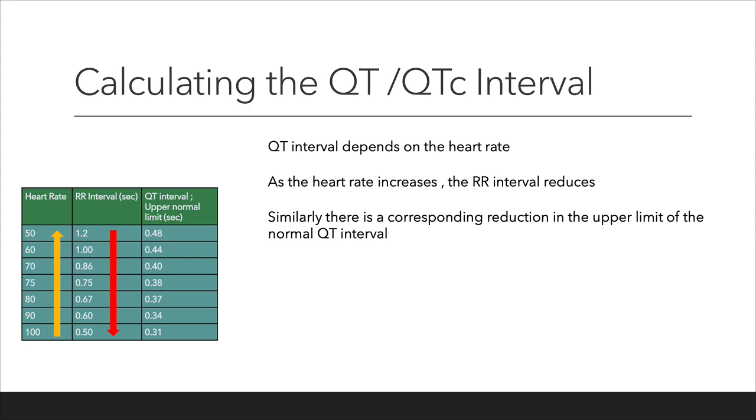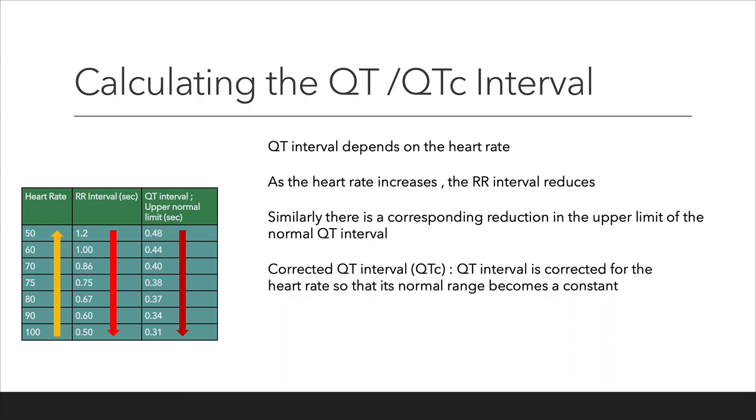So you see that the normal range is not fixed. Now it's going to be difficult to remember this chart and, for every value of your heart rate, to know the corresponding QT interval. That's why, to make it constant, we have something called the corrected QT interval.